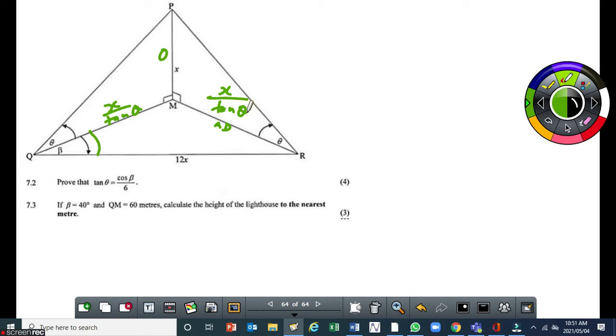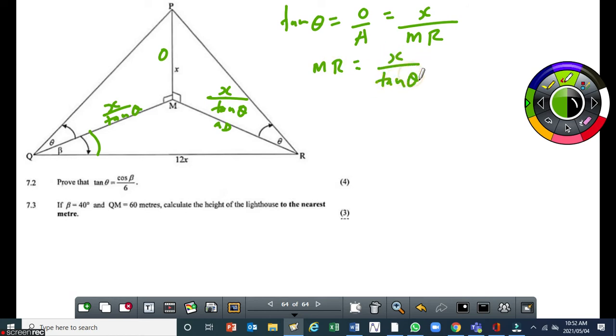PMR is a right angle triangle. So our reference angle is theta, that's the opposite side, this will be the adjacent side. So if I want to calculate the length of MR, I'll say tan theta is equal to opposite over adjacent, whereby my opposite side is x, my adjacent side is MR. So this will give me MR as x over tan theta. Okay? So the question now is, how am I going to create that cos beta?